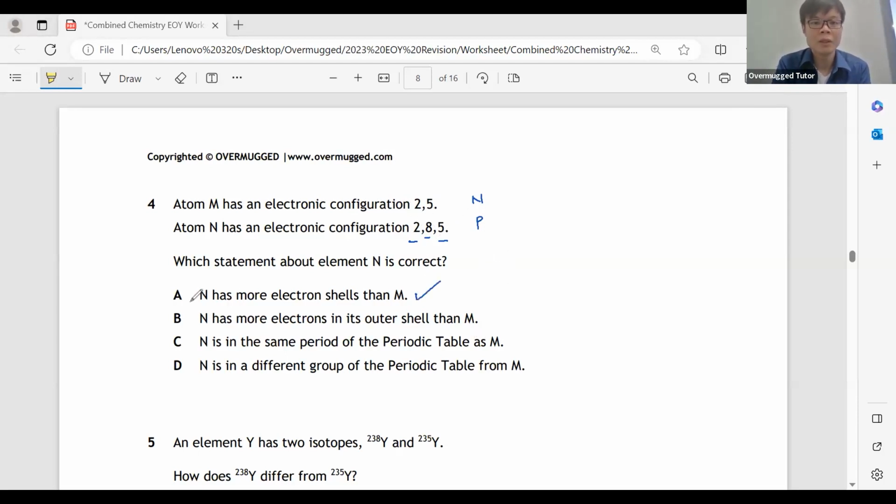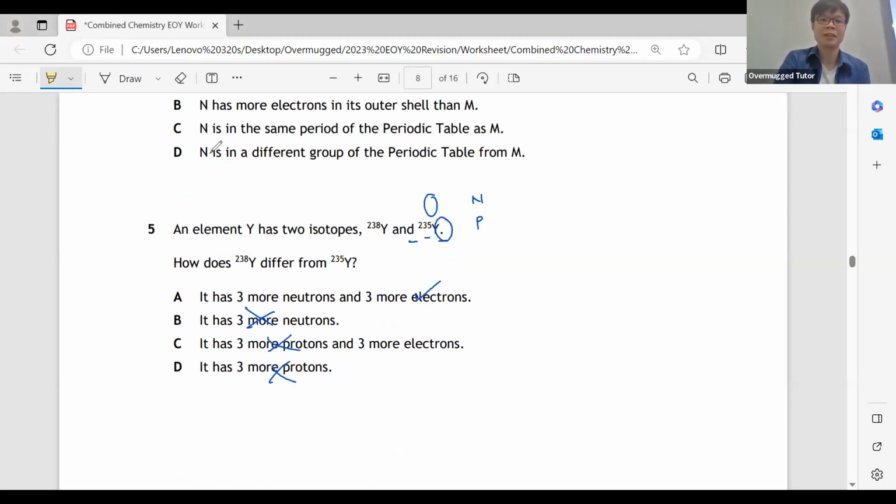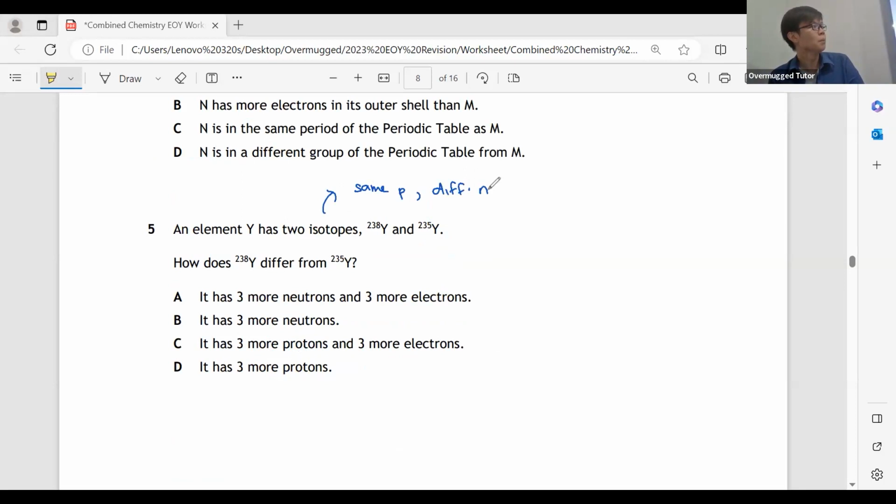N has 3 shells. N has more electrons in the outer shell? No. They have the same number of electron shells. Are they in the same period? No. They have a different number of electron shells. Okay, they have the same number of valence electrons, so same group. Right, then the next one, isotopes. Same thing, just write out before you get confused. Okay, then now the answer should be quite straightforward. The mass is different by 3 units because there are 3 more neutrons. Remember, protons don't change.